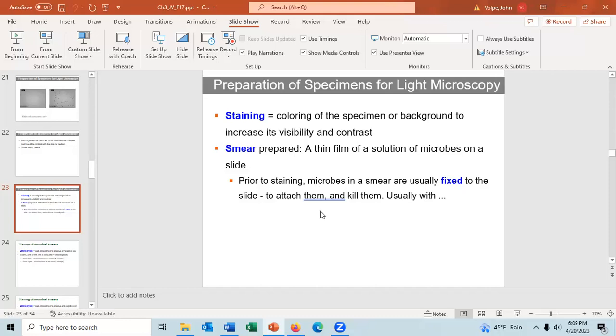Doing the heat fixing, as well as the air drying, has the advantage that it tends to kill many bacterial species. It doesn't kill all, and it certainly doesn't kill the endospores. It doesn't kill any endospore, but it does tend to kill most bacteria like E. coli.